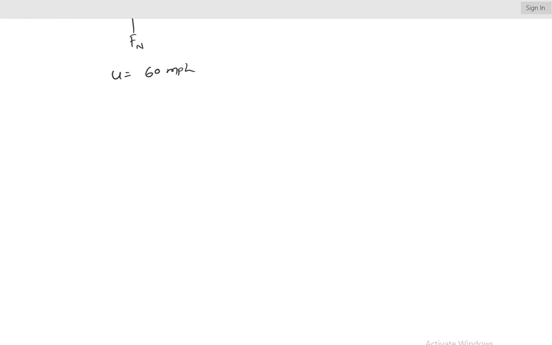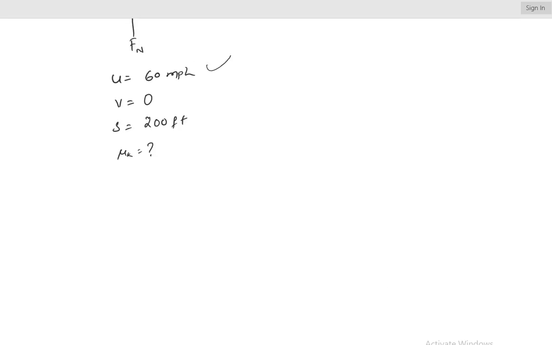Okay. All right, let's write the data down, which is initial velocity is 60 miles per hour. You know what that means? That means we got to convert that into feet per second. But for now, we'll just leave it. Final velocity is 0 because it's coming to an end. The distance it does over is 200 feet. And mu k is something we got to find.